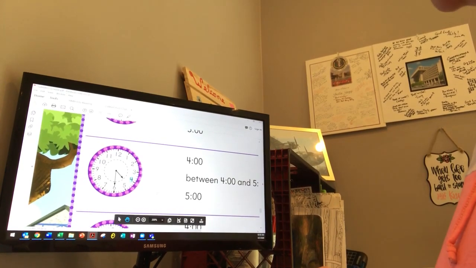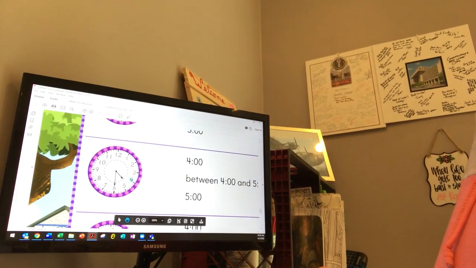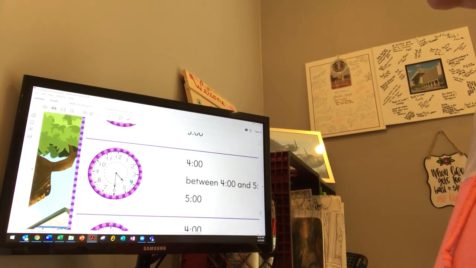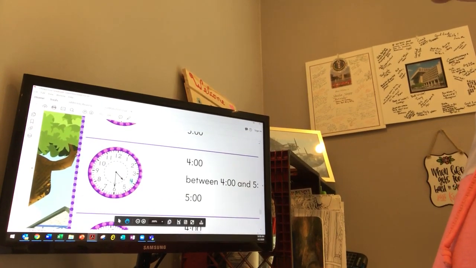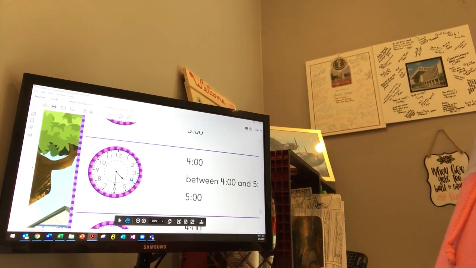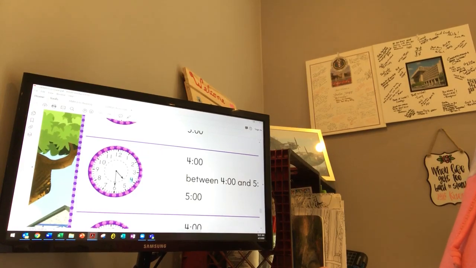So this clock tells us it's between 4 and 5, or half past 4, or 4:30. That is how you could refer to this clock. Between 4 and 5, 4:30, is how you would refer to the time on this clock.